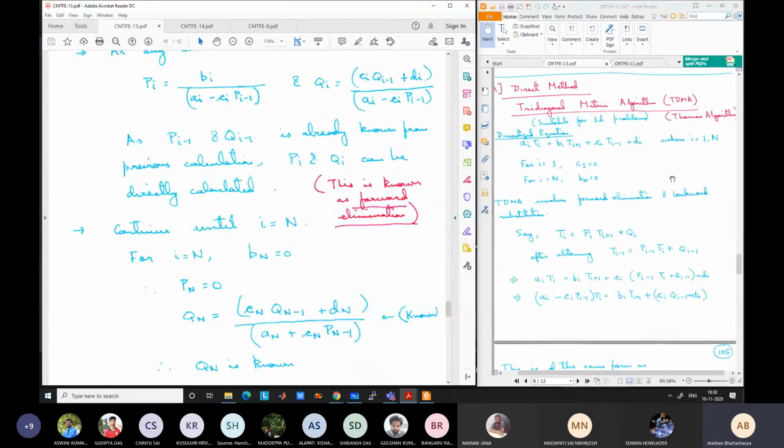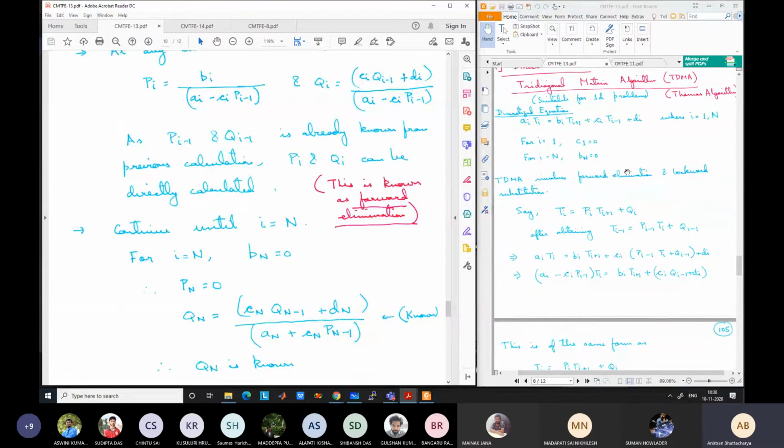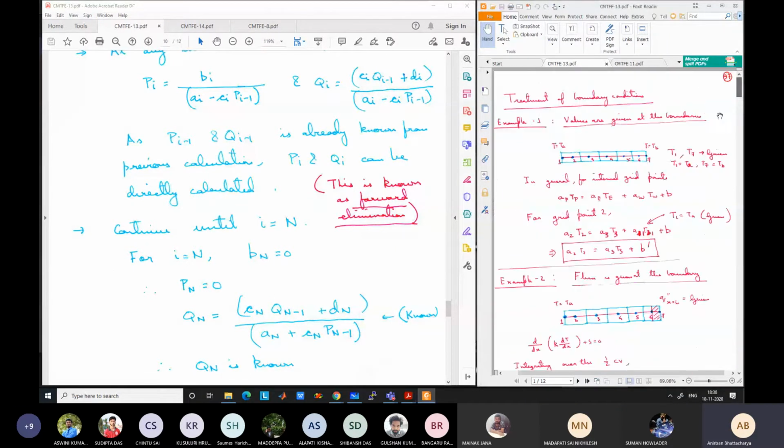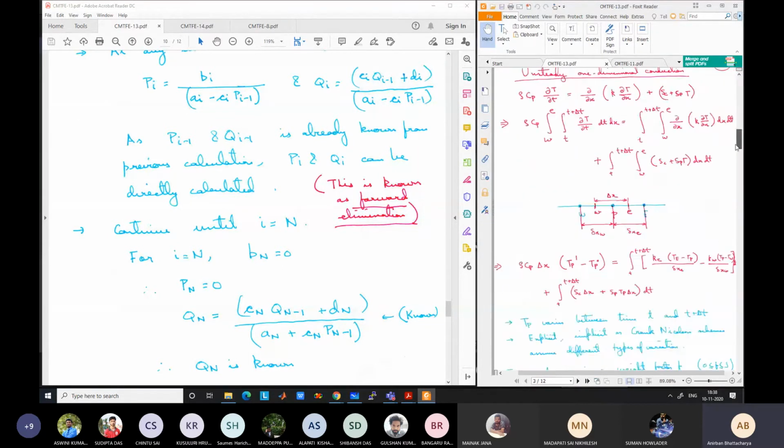So let us go back to our equation. For i equal to n, what is the special feature of this discretized equation? Bn equal to 0, right? Because for i equal to n, which is the last point, we cannot have any next neighboring point, so we cannot have another i plus 1 point. So Bn has to be equal to 0.